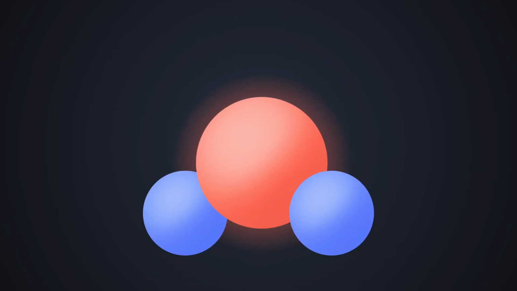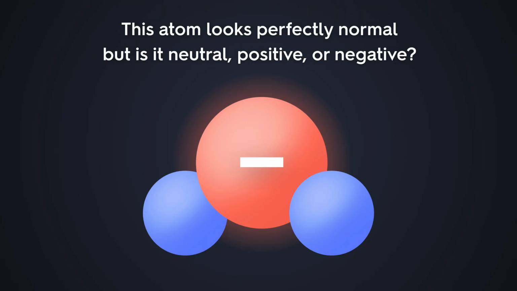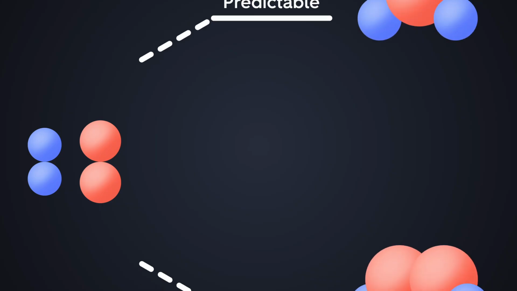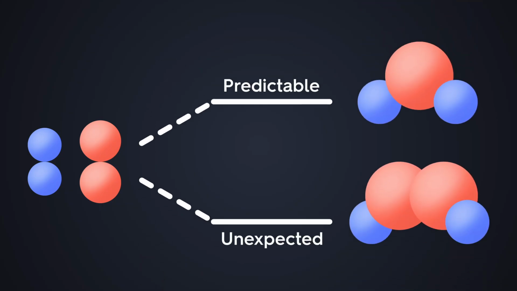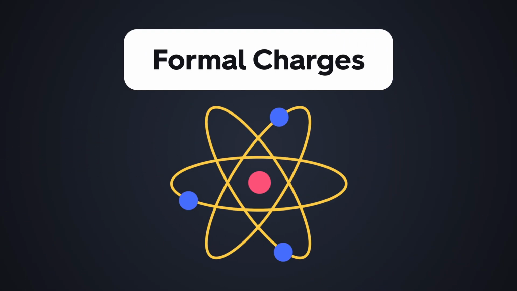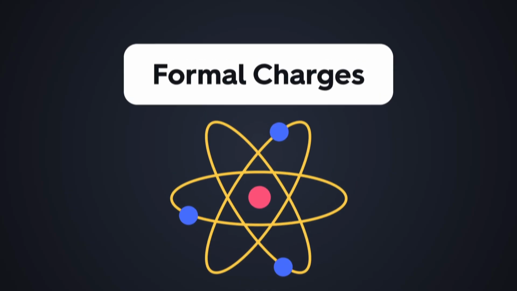This atom looks perfectly normal, but is it neutral, positive, or negative? In organic chemistry, that one detail can change everything. Two molecules can look almost identical, but a hidden charge on one atom can completely change how the reaction behaves. In this video, you'll learn what formal charge is, how to assign it to atoms, and how bonding patterns signal whether an atom is neutral, positive, or negative.